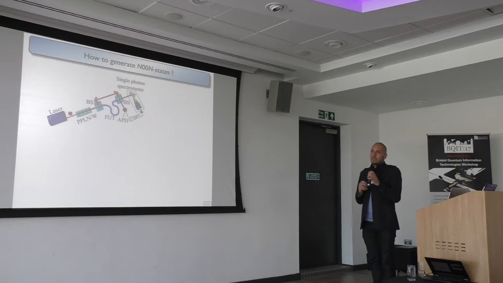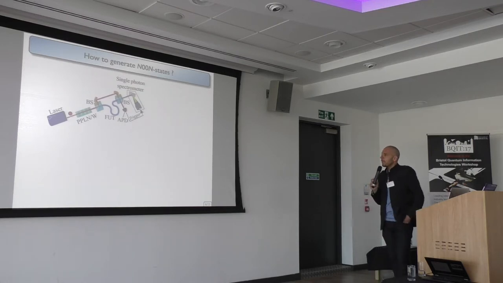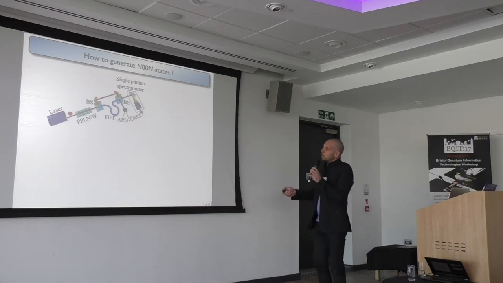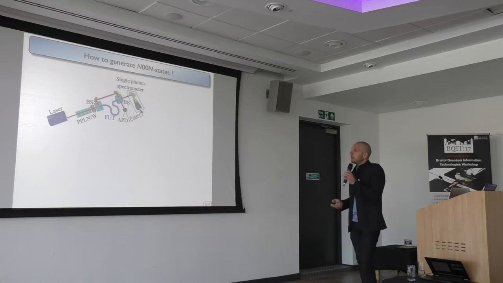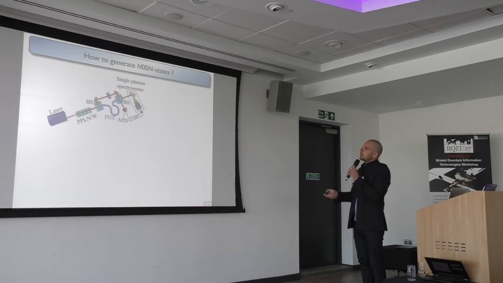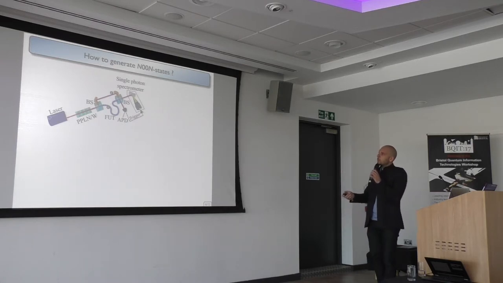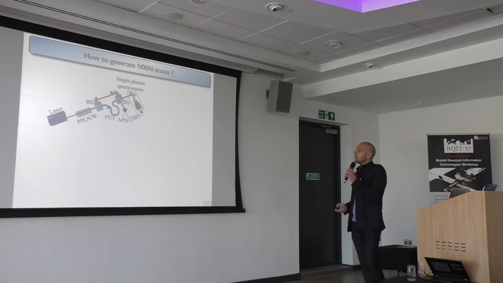So how to generate NOON states? This is what we have been doing so far. In our experiment, we take a pump laser at 780 nanometers, where a pump photon can be split into two by down conversion in a periodically poled lithium niobate waveguide. And the two photons can be either transmitted or reflected by the beam splitter towards the reference arm, or reflected into the fiber under test, or they can be separated, meaning that you have one photon in the reference arm and the other photon in the fiber under test.